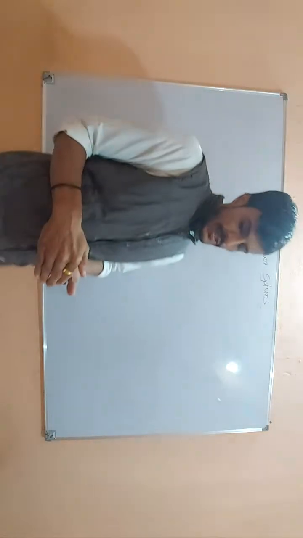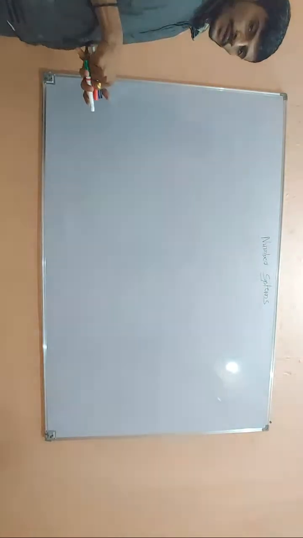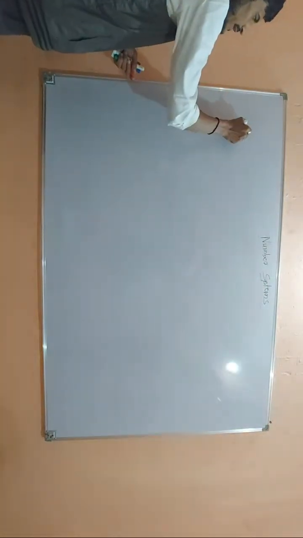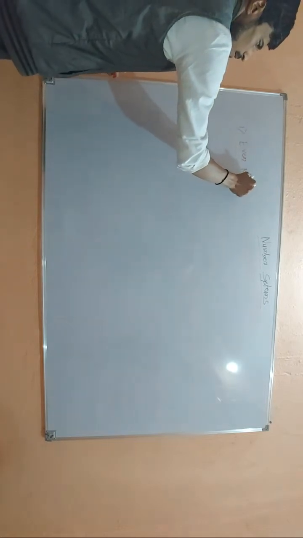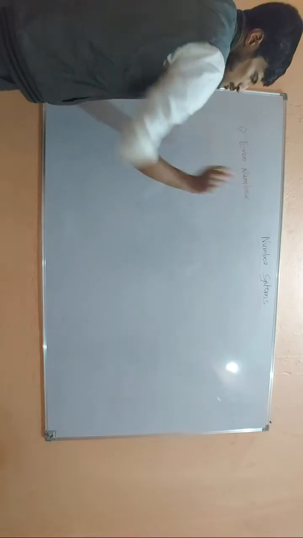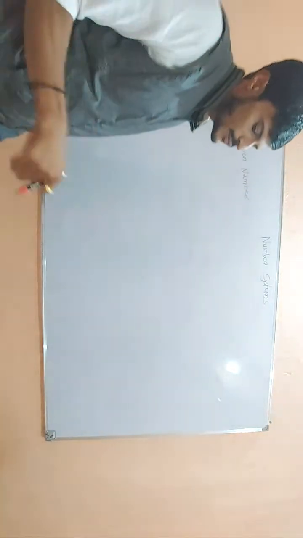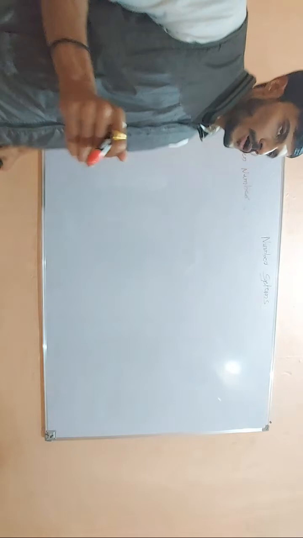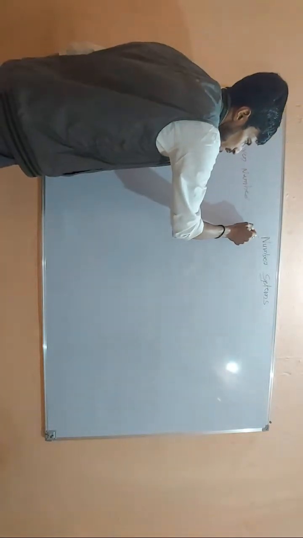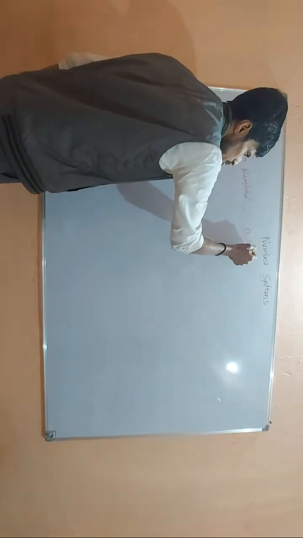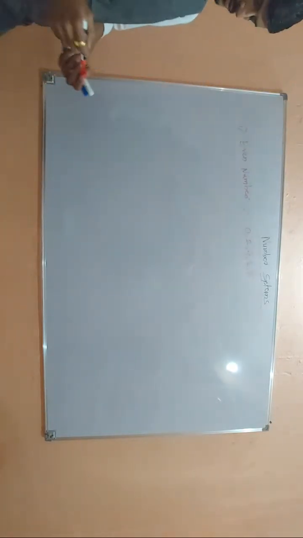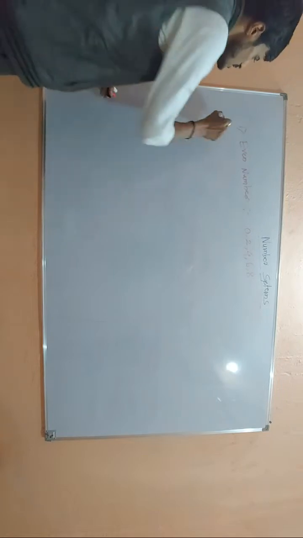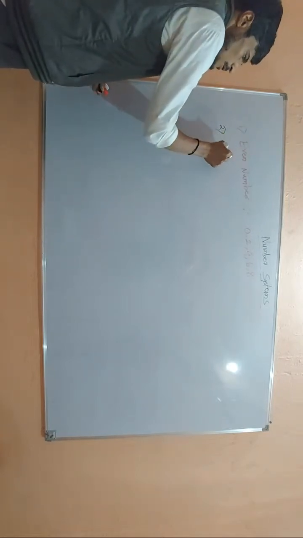The next one is different types of numbers. Again, I'm listing them here one by one. The first one is the even number. What is the meaning of an even number? A number which is divisible by 2, or a number having a unit place digit of 0, 2, 4, 6, or 8, is said to be an even number. Then the second one is odd numbers.